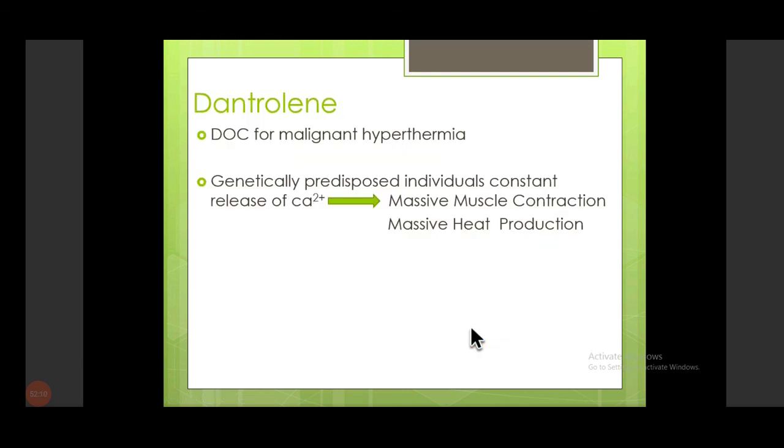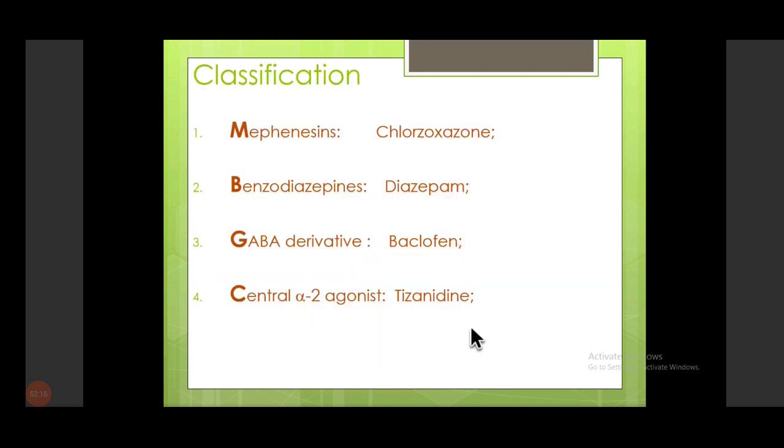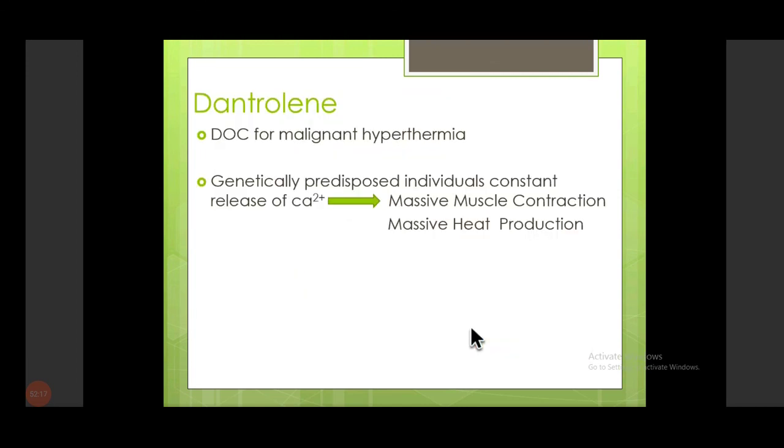Now coming to dantrolene, which is directly acting. These were the drugs which were acting centrally. Dantrolene would act directly. It is the drug of choice for malignant hyperthermia. I had discussed malignant hyperthermia in our previous slides, where in predisposed individuals there is a release of calcium and it causes contraction of the muscles. There is a rise in body temperature and there are a lot of electrolyte imbalances.